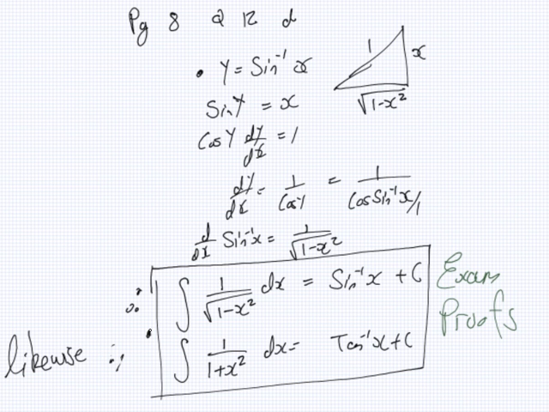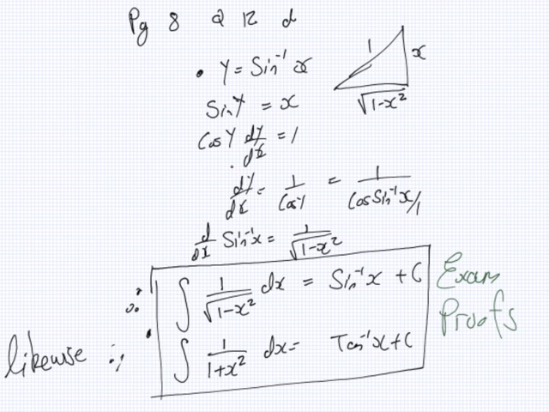How do we get 1 and x and 1 minus x squared together? Because the definition of sine is opposite over hypotenuse. Oh. Yeah. We can't just use sine and put them together.